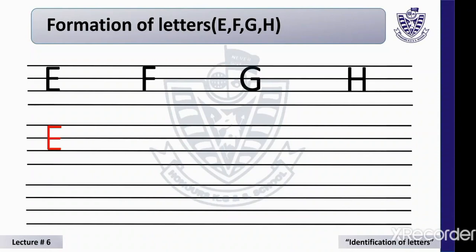The second letter is F. Put your pencil on first line and make a straight line and stop it on third line. Put your pencil on first line and make a small sleeping line. Again put your pencil on second line and make a small sleeping line. It will become F.